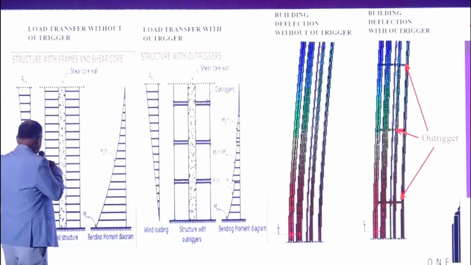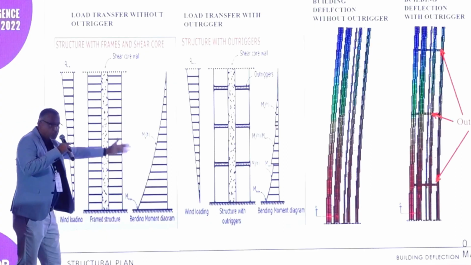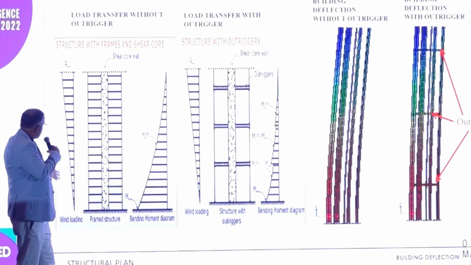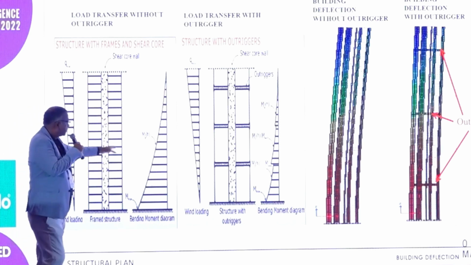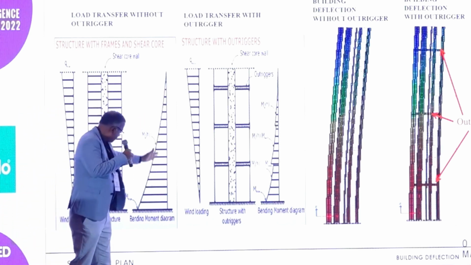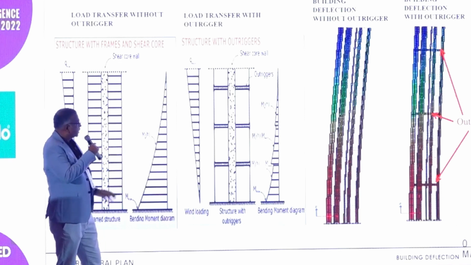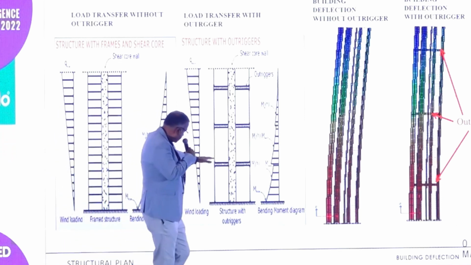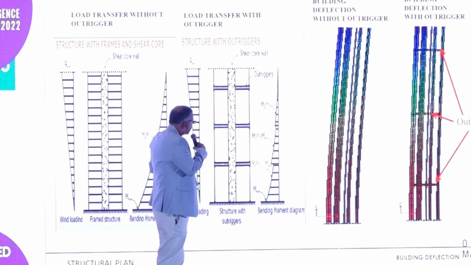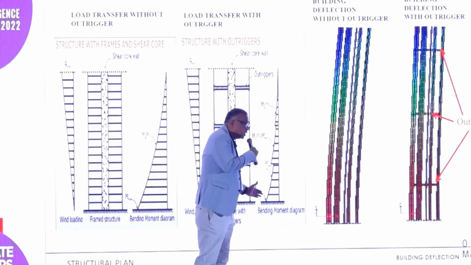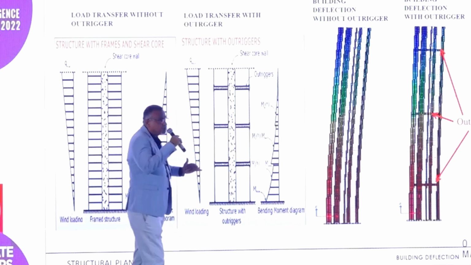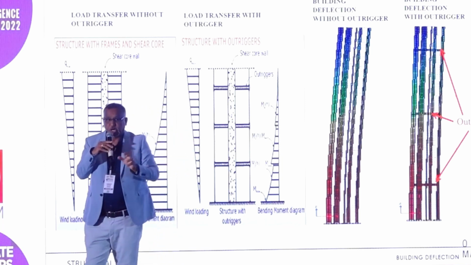So you can see here, this way the moments are developed under the wind load. This is the wind load. This is a shear wall without outrigger, and these are the moments developed. With the introduction of outriggers, you can see here, these moments are reduced. And the deformations have also come within control.